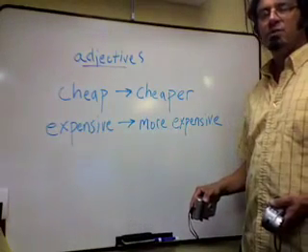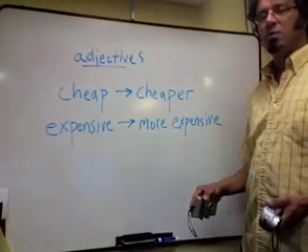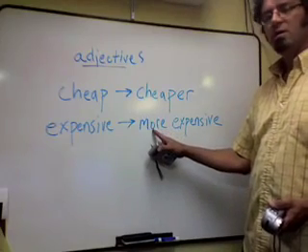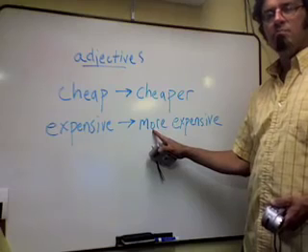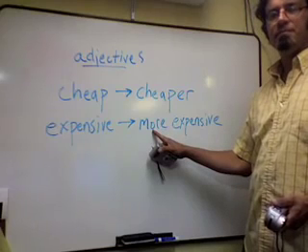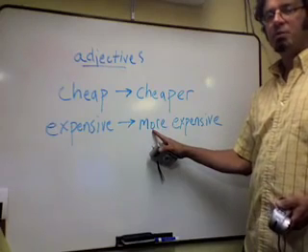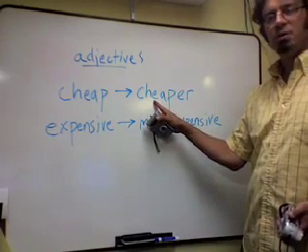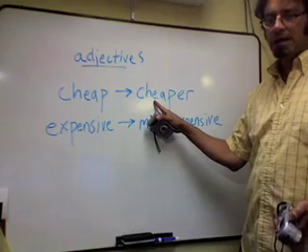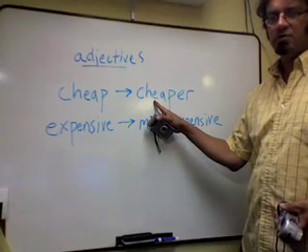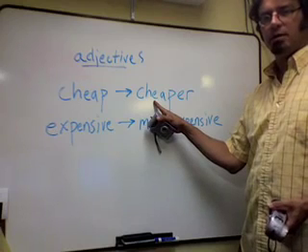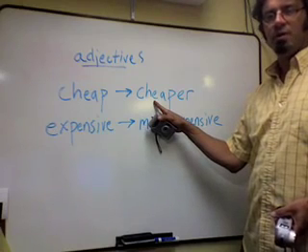With words that are 2 syllables or longer, you have to use the word more. More expensive. It's not possible to use more with a 1-syllable word. You can't say more cheap. And you really should not say more cheaper, although sometimes you'll hear that in American English. Many Americans make mistakes with the comparative form.